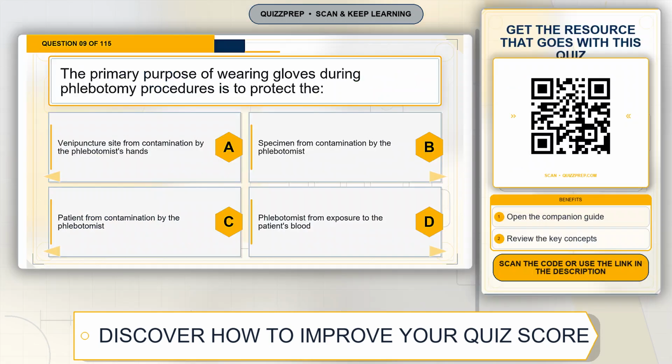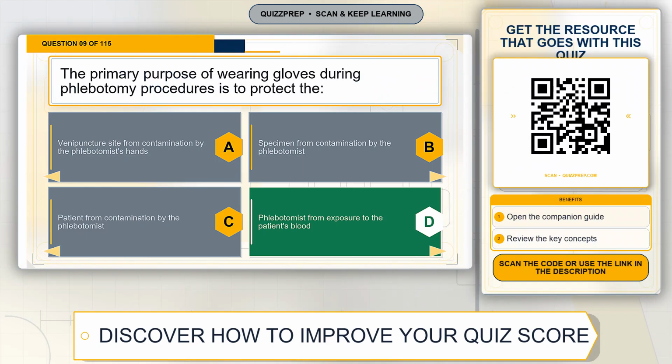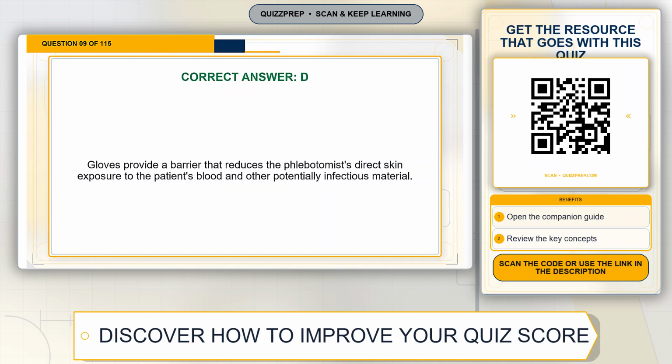Question 9. The primary purpose of wearing gloves during phlebotomy procedures is to protect the: Option A, venipuncture site from contamination by the phlebotomist's hands. Option B, specimen from contamination by the phlebotomist. Option C, patient from contamination by the phlebotomist. Option D, phlebotomist from exposure to the patient's blood. The correct answer is option D, phlebotomist from exposure to the patient's blood. Explanation. Gloves provide a barrier that reduces the phlebotomist's direct skin exposure to the patient's blood and other potentially infectious material.